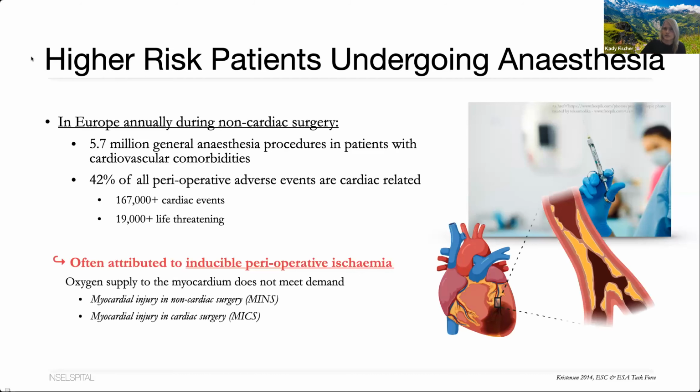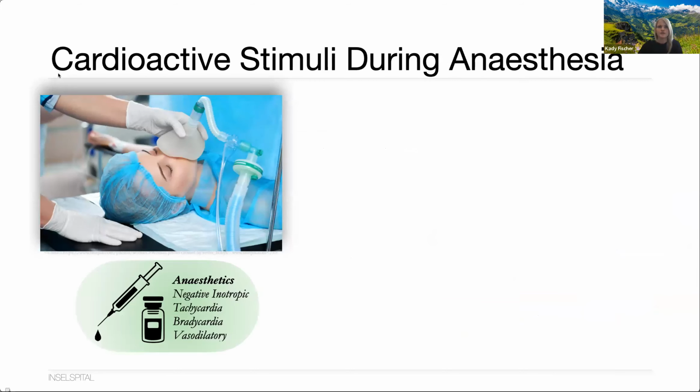So this is often attributed to what we call inducible perioperative ischemia. I think we've learned already that this is occurring when oxygen supply to the myocardium is not meeting its demand. And we have a couple of abbreviations here in anesthesia. We have MINS, so that's myocardial ischemic injury in non-cardiac surgery, and then MIX, which is in cardiac surgery. So why is it important to investigate the heart during anesthesia?